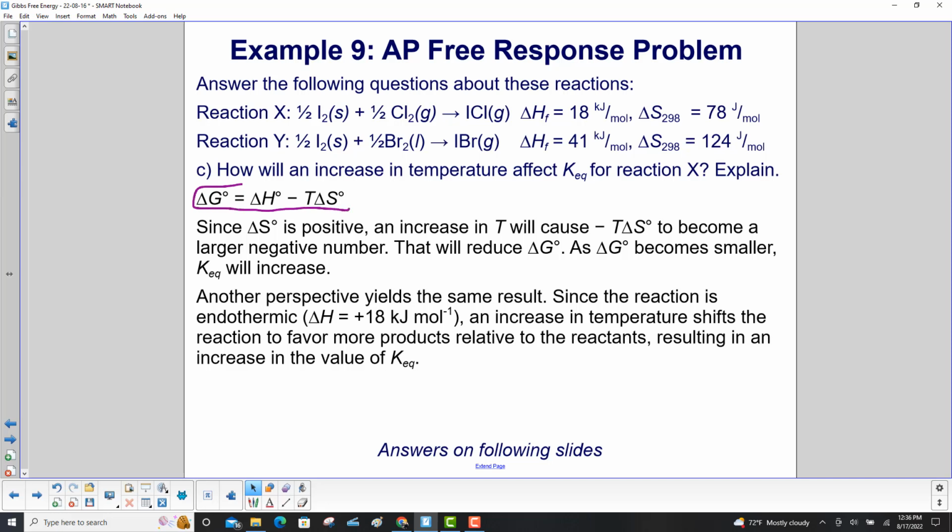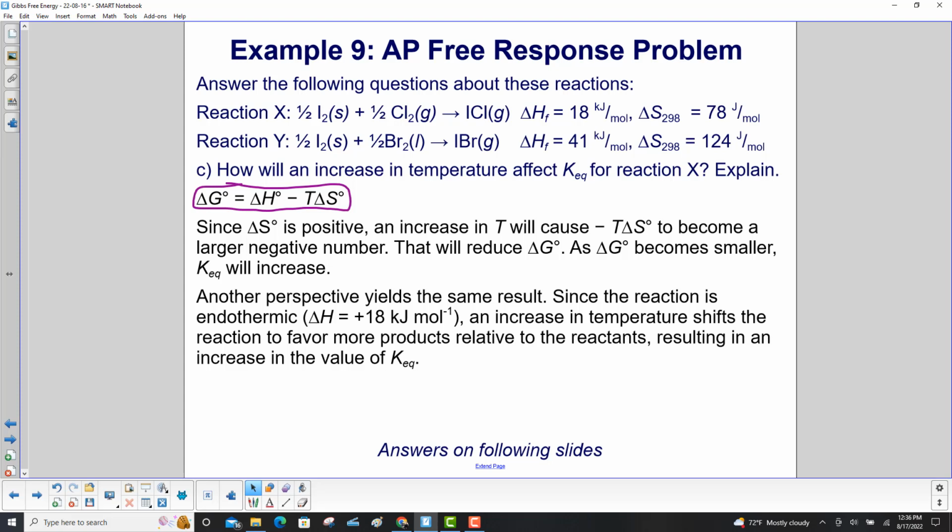How will an increase in temperature affect the equilibrium constant for reaction X? Well, let's look at Gibbs again here. Since delta S naught is positive, an increase in T will cause negative T delta S naught to become a larger negative number. That will reduce delta G naught. As delta G naught becomes smaller, the equilibrium constant will increase.